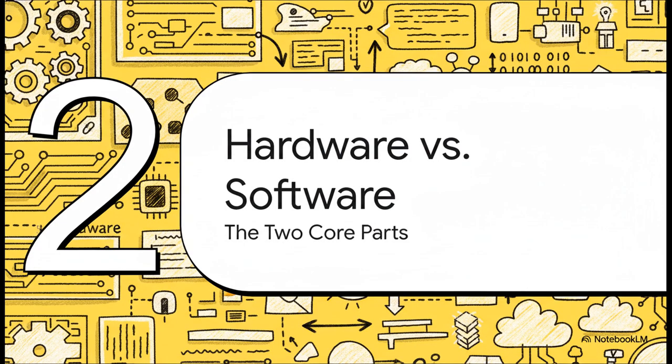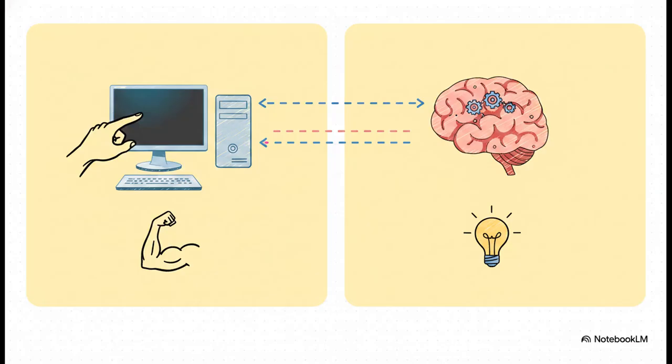Moving right along to Section 2, hardware versus software, the two core parts of the system. To make this incredibly clear, I want you to think of a computer almost like a living entity. Hardware is the physical, tangible body, the stuff you can actually touch. Software, on the other hand, is the intangible mind, the thoughts. And just like a real body and mind, one is utterly useless without the other.